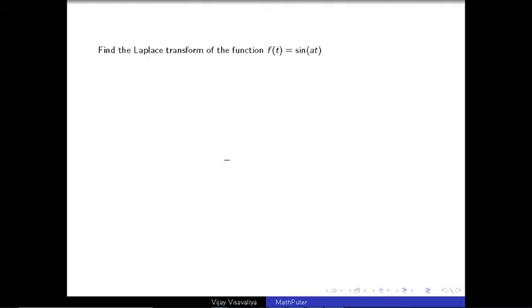We have one more example. What we are doing: first we chose constants, then we chose polynomials t square, t cube, t raised to 4, then we chose the exponential function. Now we are coming to trigonometric functions: sine, cos, and hyperbolic trigonometric functions also, sine hyperbolic, cos hyperbolic, tan hyperbolic. So here we have given a very simple trigonometric function, sine at.